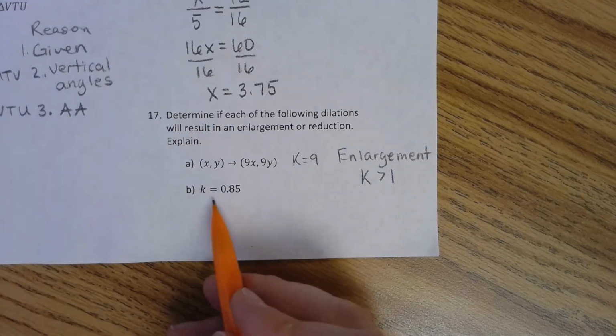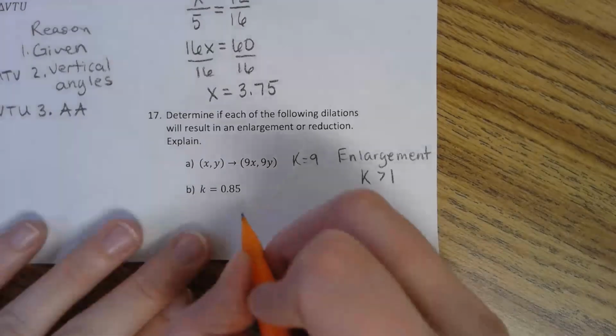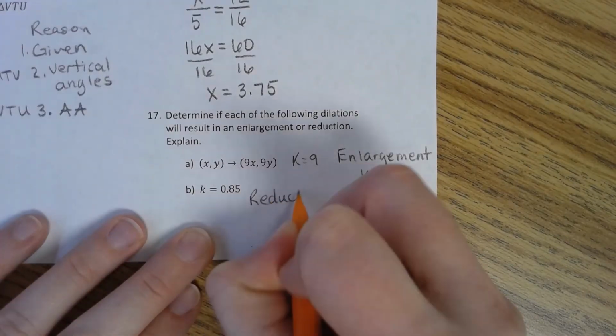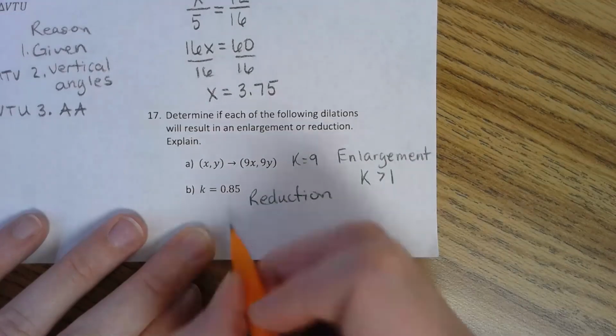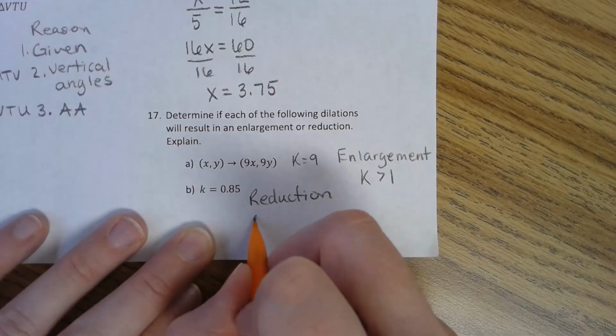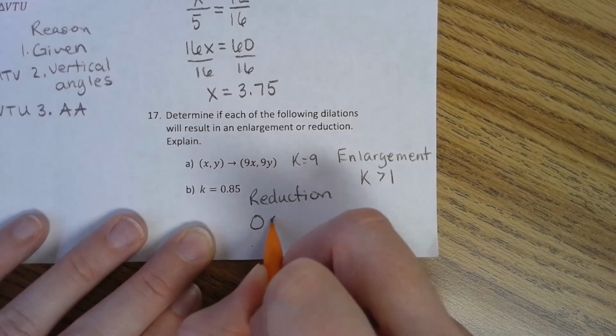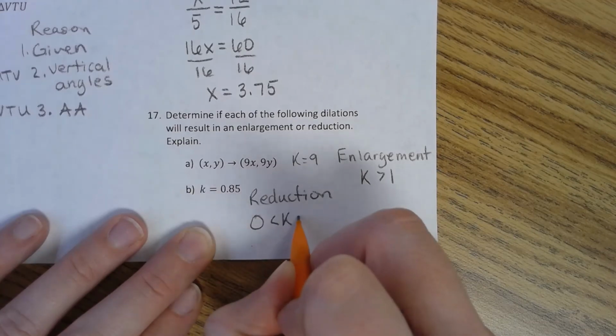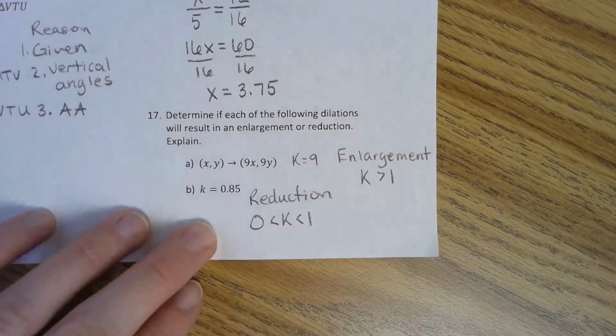So that means here, part B, that would be a reduction. And that is because k is between 0 and 1. So 0 is less than k and k is less than 1.